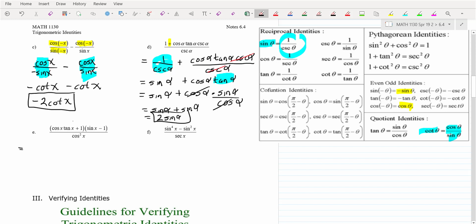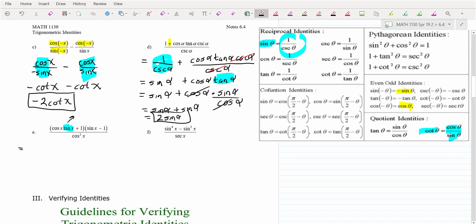Let's see. There's something, though, that I see. You want to look for stuff. I always kind of pause on these a little bit and see if I see something. Here's what I see. If I let the tangent be sine over cosine, then that would simplify something a little bit, okay? Now I'm going to just kind of show you this.